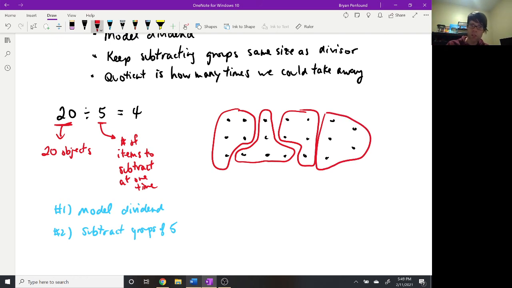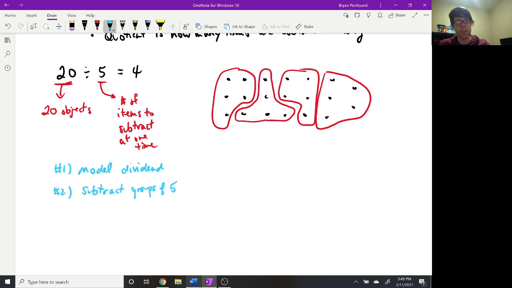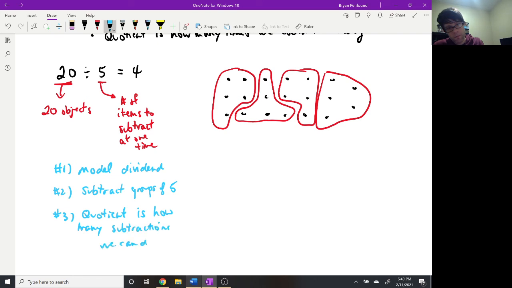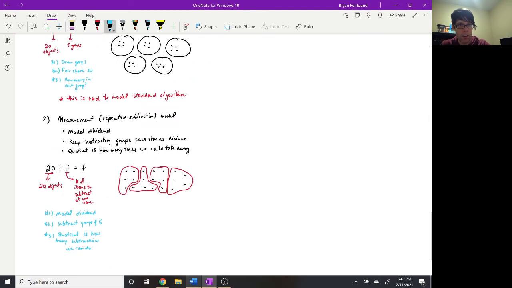Okay, so I keep circling or subtracting or removing groups of 5. However many times I can do this is going to be our final answer. So step number 3, our quotient, is how many subtractions we could do, or how many groups we were able to circle. In our case, we were able to make 4 subtractions of size 5, so our final answer here is 4.